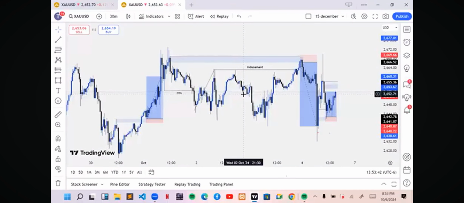It's time to now look out for the breaker block part of the strategy. Do you understand? So I've gotten my market structure, which is my market structure shift. I've gotten my liquidity, which is my inducement. Since I'm looking out for sells, what I'm going to now be looking out for is my point of interest, that is my order block. And in this case, since I'm looking for sells, it means I'll be looking out for a bearish order block.